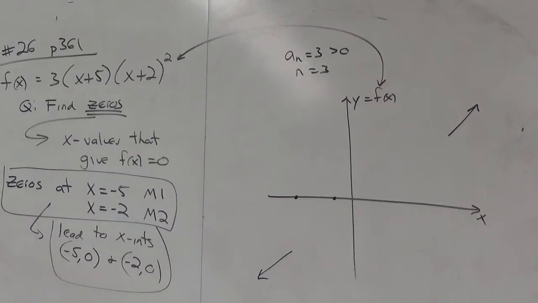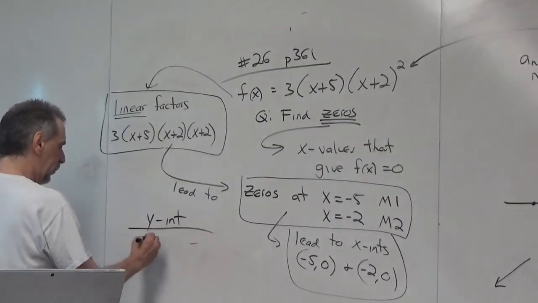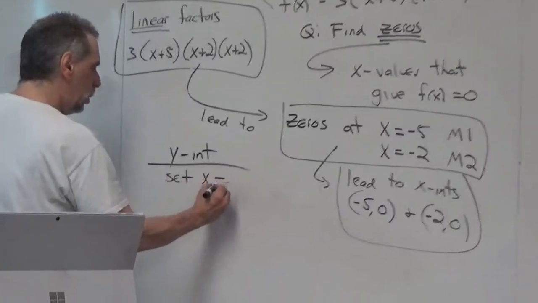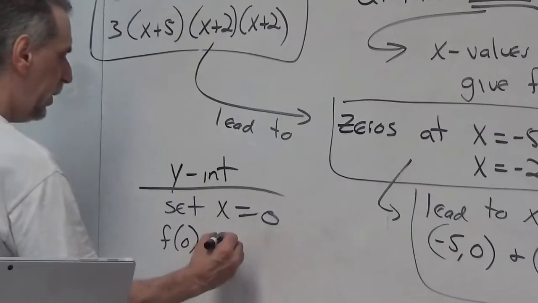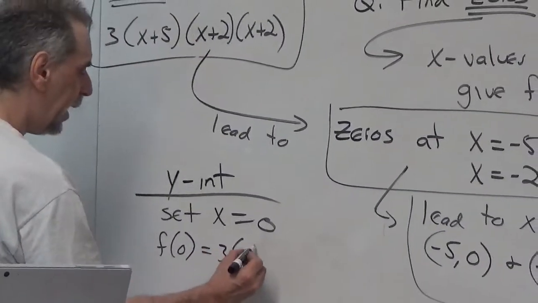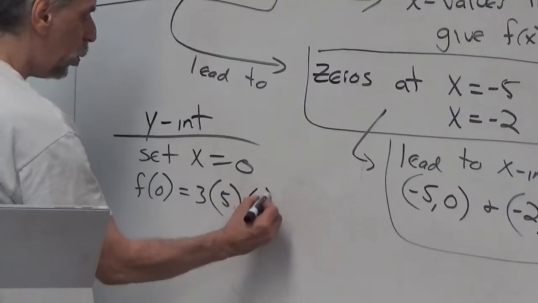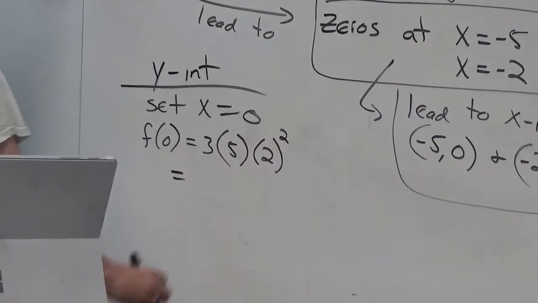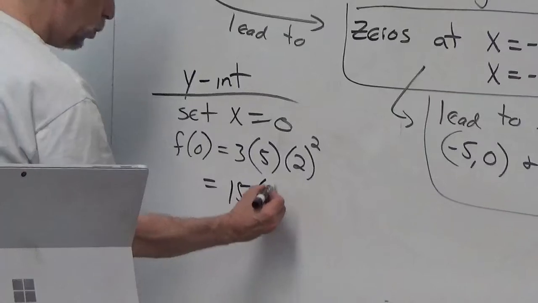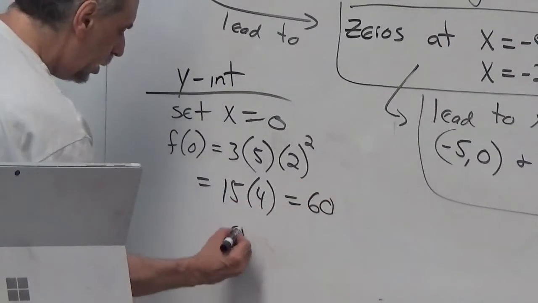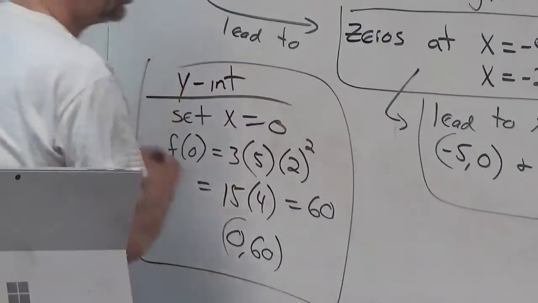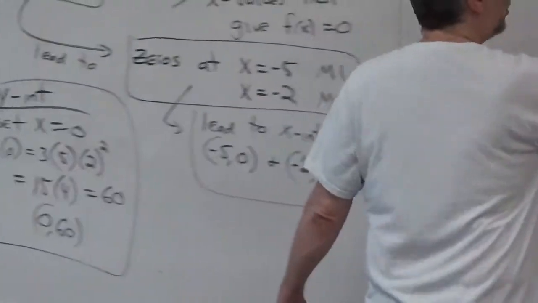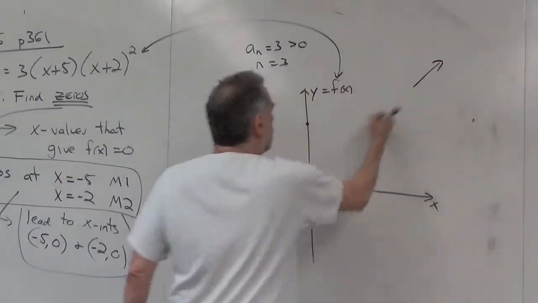And the y-intercept is generally pretty easy to find. Again, we set x equal to 0. So here we're going to get f of 0 is going to be 3 times 5 times 2 squared. So that's going to be 15 times 4, or 60. So our y-intercept is at (0, 60). Okay, so somewhere way up here. Put this a little higher to account for that.